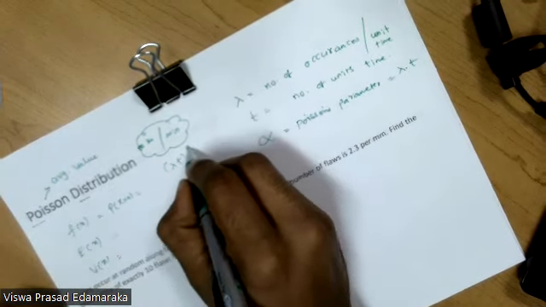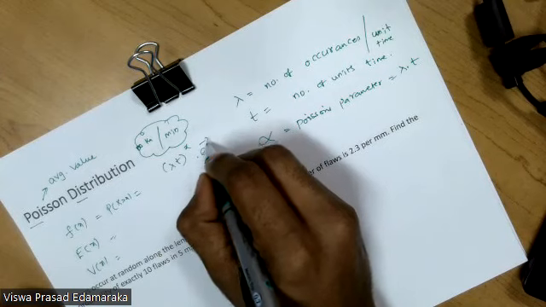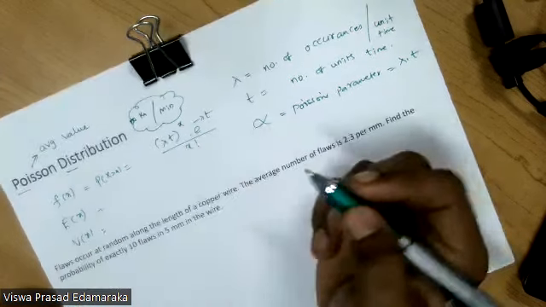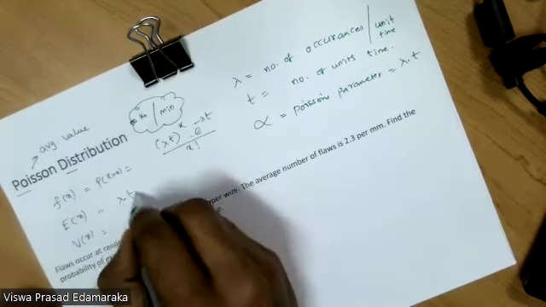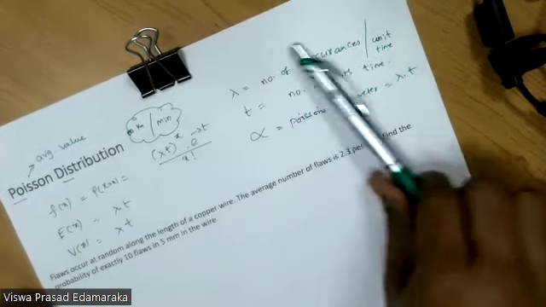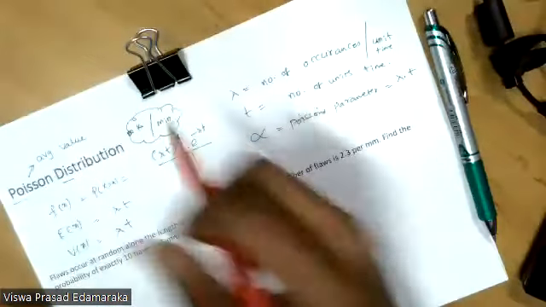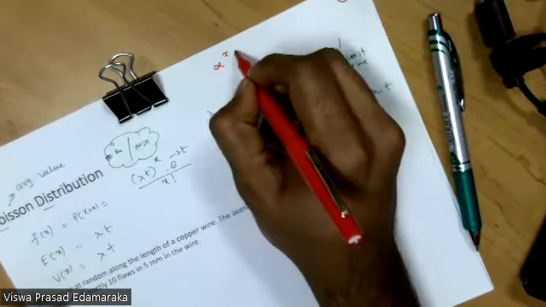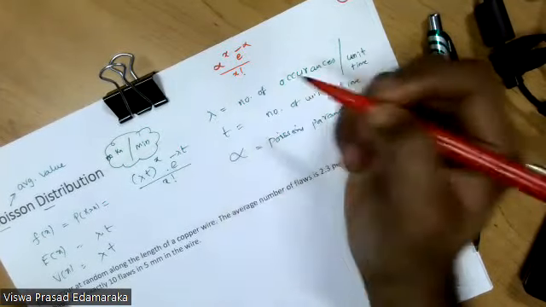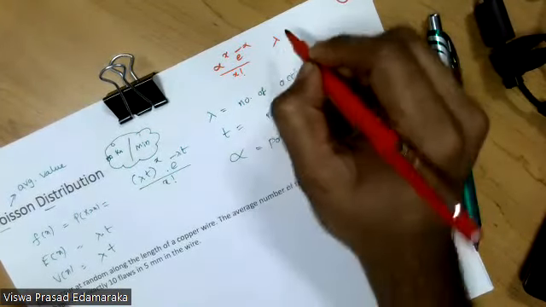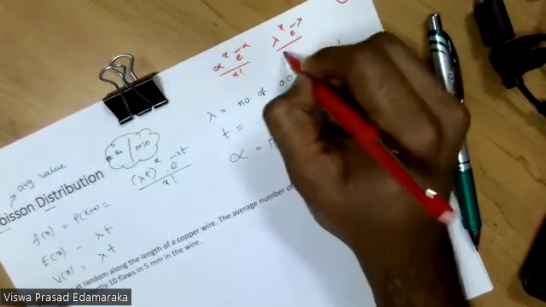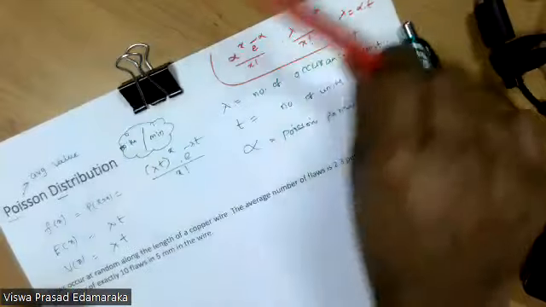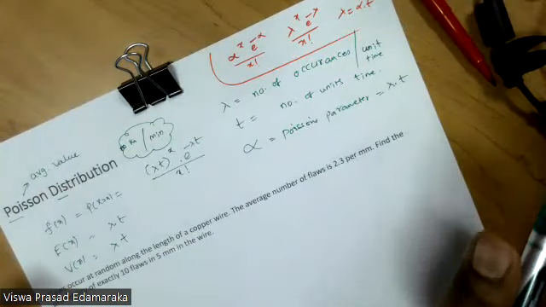Lambda t power x into e power of minus lambda t by x factorial. So both are the same, lambda t, lambda t. Here, what is the difference? I don't remember how he has used it. I remember alpha power x e power minus alpha by x, something like that. Or else he might use lambda power x e power of minus lambda by x, where lambda is equal to alpha t. Might be he has used some different notation, but the condition is the same.